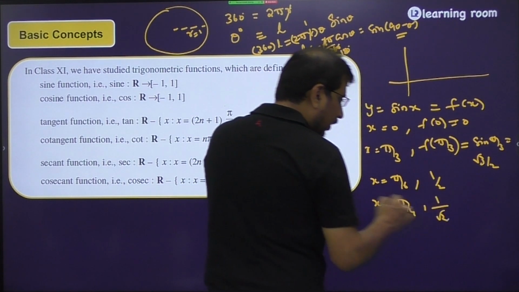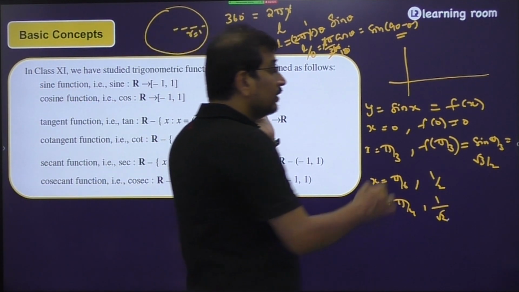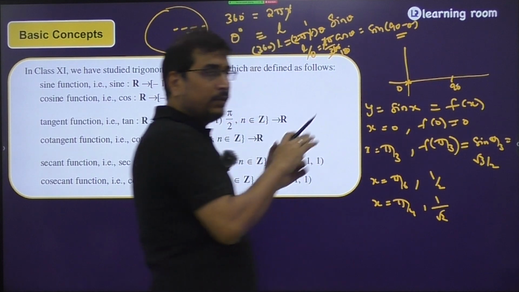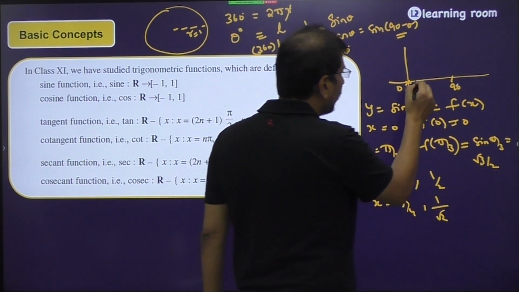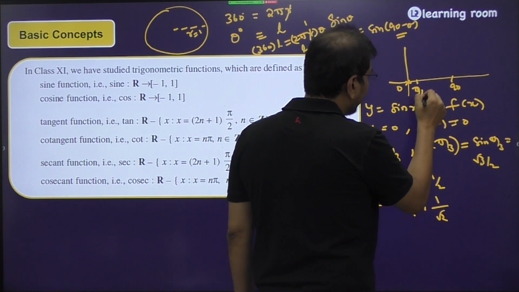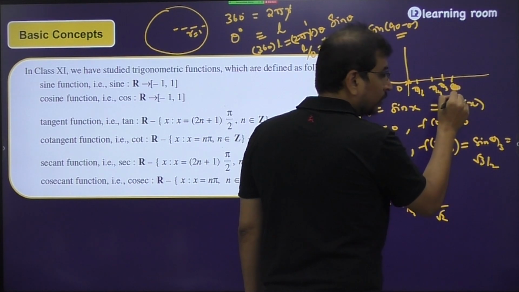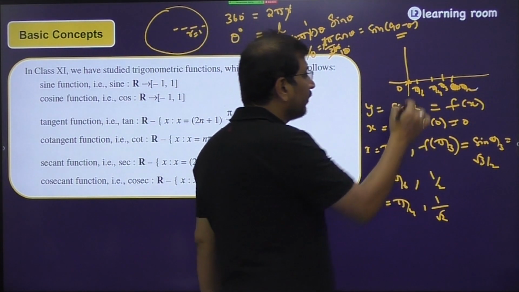1 by root 2. Now I take all these values and plot them on a graph sheet between 0 and 90 degrees. I am only looking at the first quadrant. So between 0 and 90, what values will I take here? I will take pi by 6, pi by 4, pi by 3, and 90 degrees is how much? Pi by 2. So at pi by 6, what is the value I am getting?